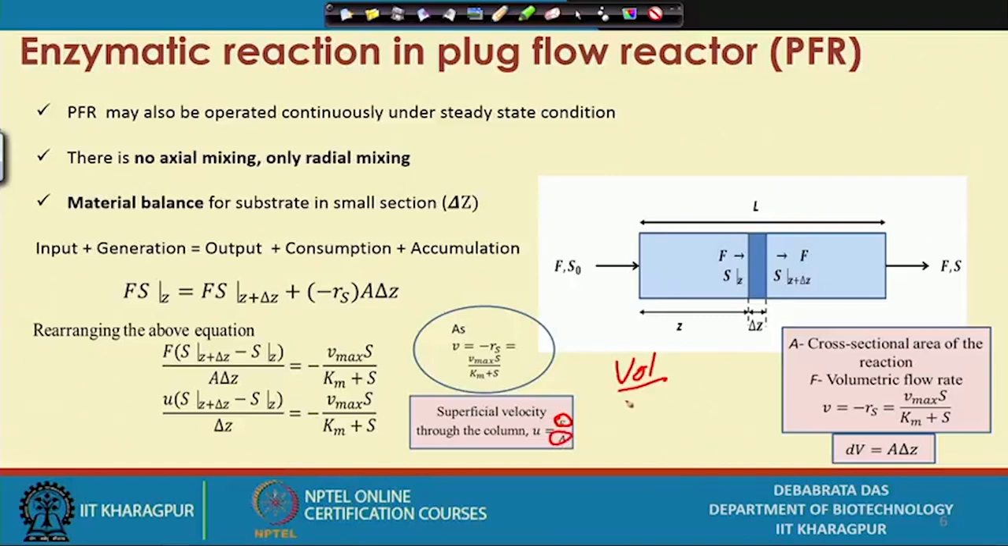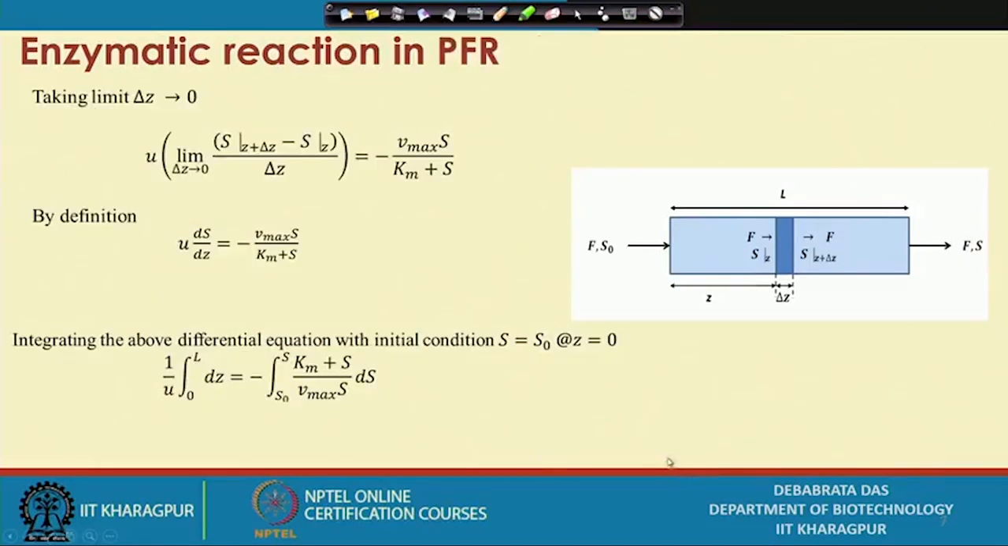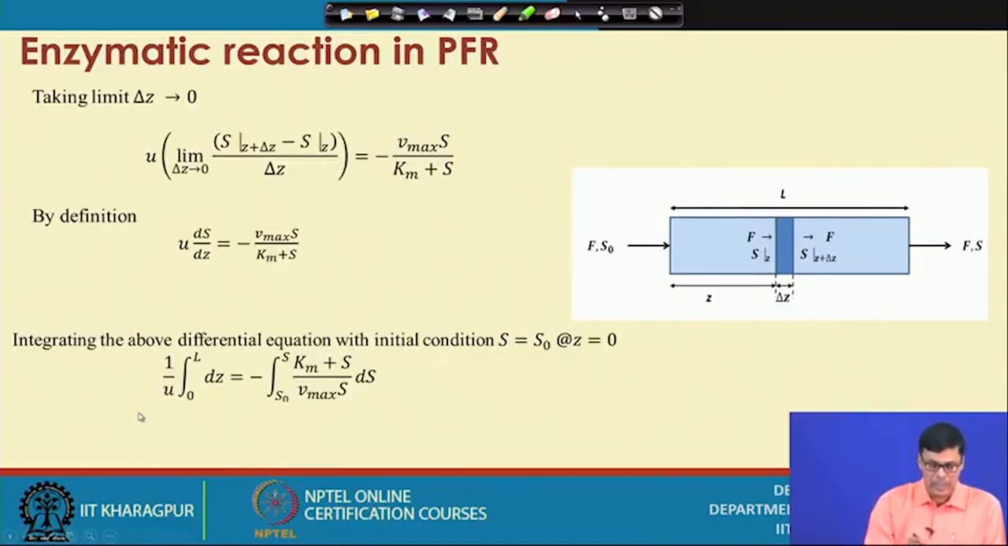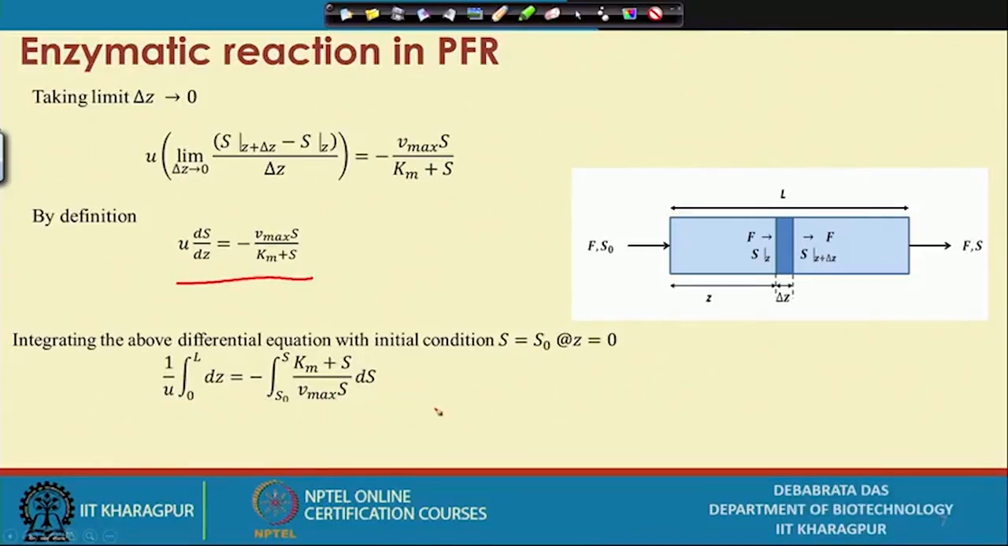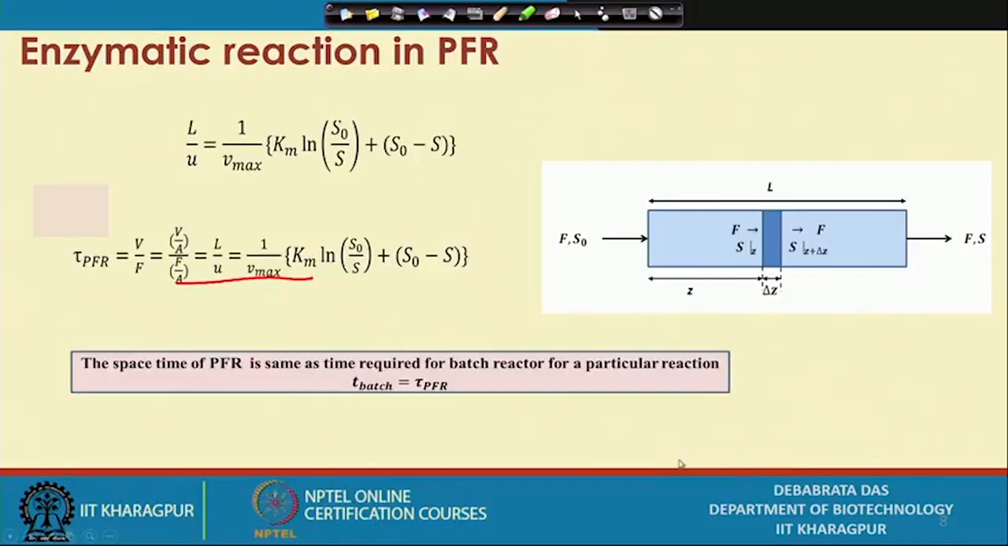Volumetric flow rate is the volume per unit time, and what is the area? Cross sectional area is centimeter square, or length square. So this volume is length cubed. So this will cancel, leaving length. Length by time is equal to the velocity. So this is exactly what we have shown here. And then if we do this, this will be equal to u into the integrated limit, and finally we come across this equation: u into dS by dz equal to Vmax S by Km plus S, and this is equal to 1 by u dz, and finally we have L by u equal to 1 by Vmax and so on.